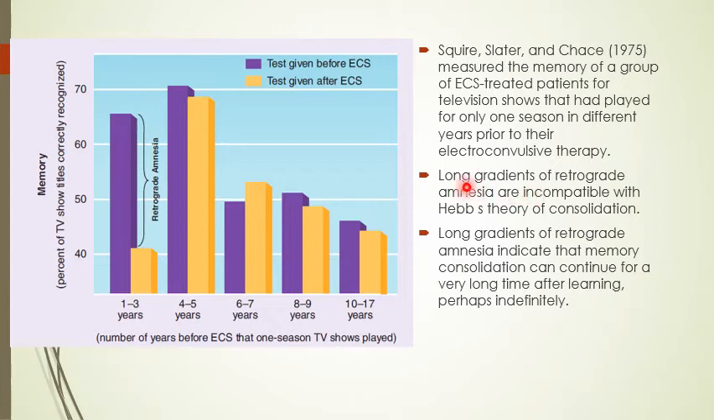So this shows that long gradients of retrograde amnesia are incompatible with Hebb's theory of consolidation. Okay, ingon si Hebb, about 10 minutes to 1 hour, and then, diba, ma-form na siya sa long-term memory. But the results here have shown otherwise because TV shows from 3 years ago, kalimtan gihapon, diba? So this implies that long gradients of retrograde amnesia indicate that memory consolidation can continue for a very long time, even after learning, or perhaps indefinitely.